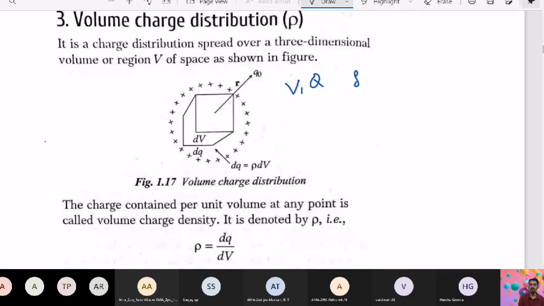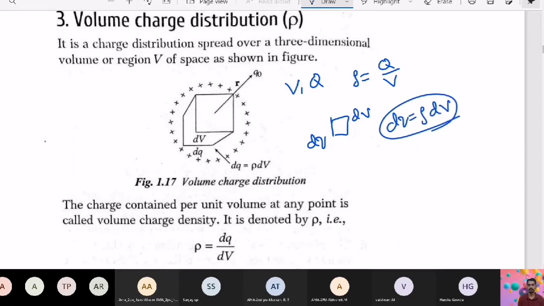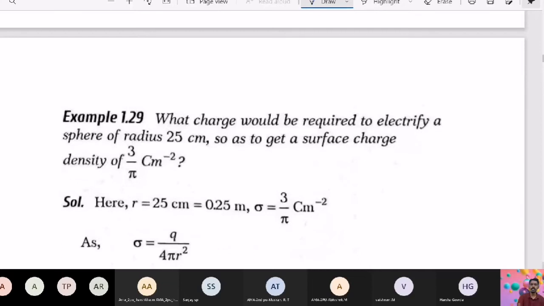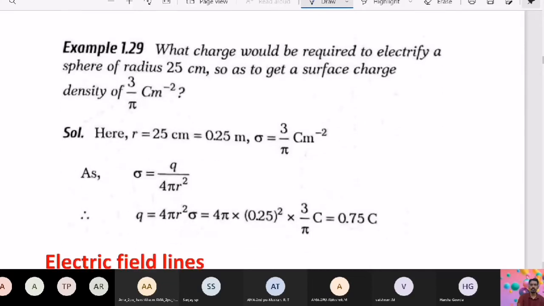So what is the volume charge density? Q by V. Now if you consider a small volume dV where the charge is dq, then dq equal to what? Rho dV. So that is the volume charge distribution. Like that, the charge distribution is of three types: linear charge distribution, surface or area charge distribution, or volume charge distribution. So three types of charge distribution will be there.